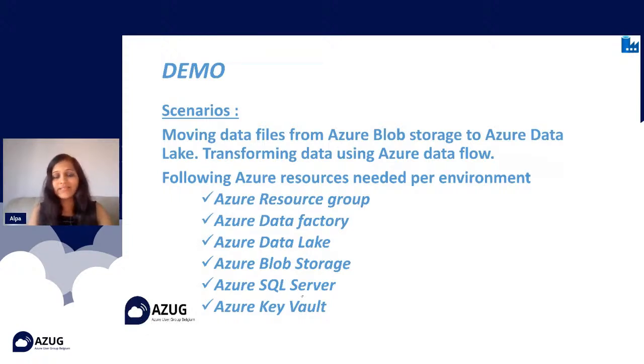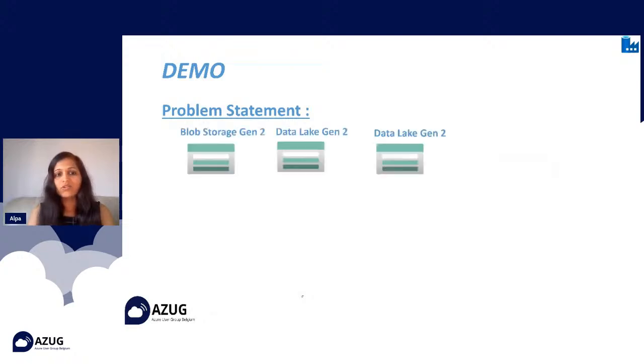So these are the basic scenarios. Initially the client came and said that they have a lot of business outcomes. They said they will place a file into an input blob container, and then a copy activity should move those files into a Data Lake Gen 2 staging container. So I have three containers.